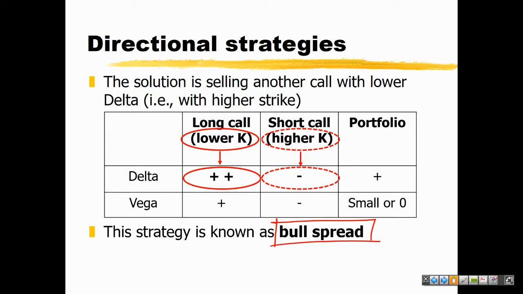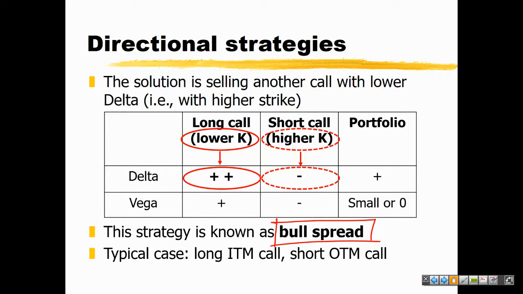It is a spread because you are buying and selling two things which are pretty similar. Two call options on the same asset on the same maturity, just a different strike. And it is a bull spread because the position is bullish. The opposite case, when you do that with a delta negative orientation, is going to be a bear spread because it is bearish.